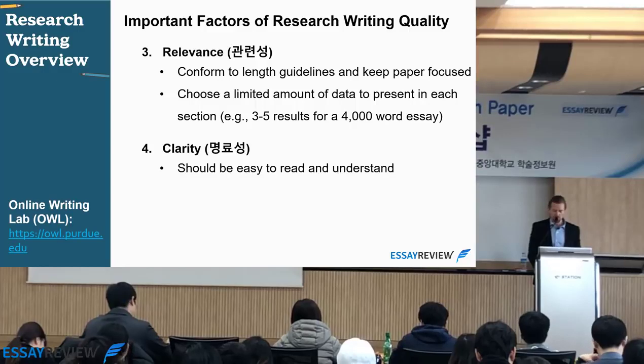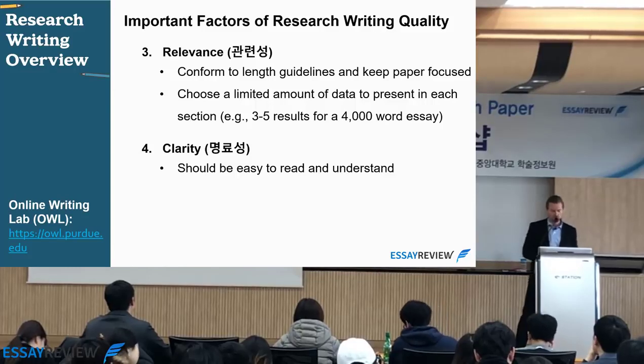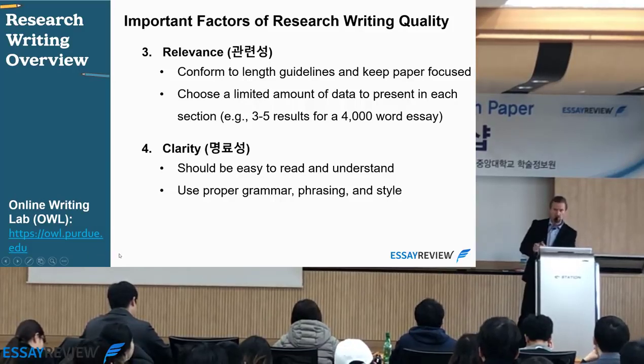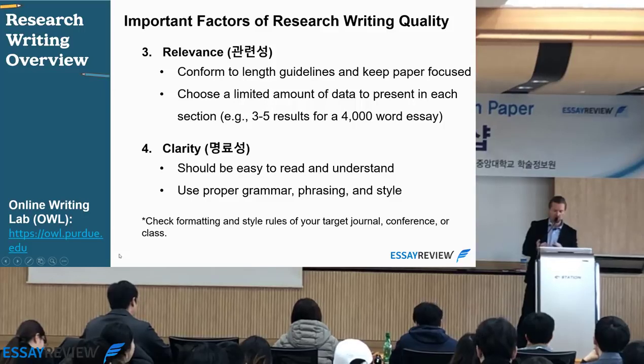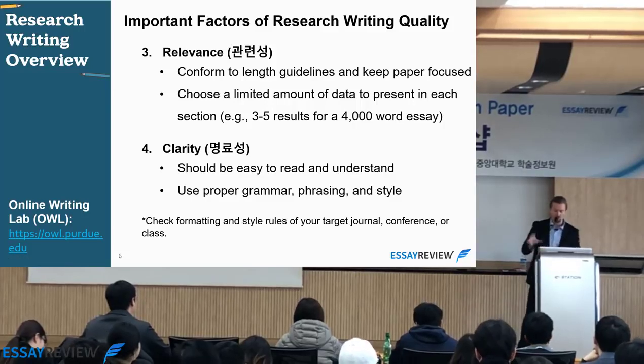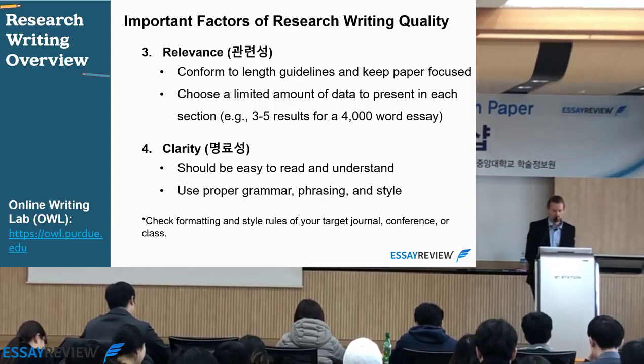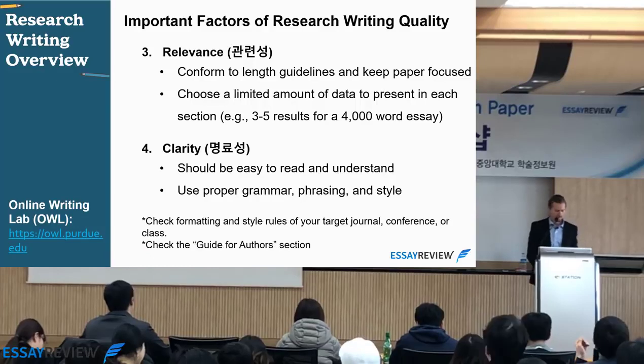Okay, this below, I don't know if you can see, but this is kind of a golden rule for all rules. You want to check the formatting and style rules of your target journal. So if you're applying to, I don't know, Bioscience Monthly, you want to read everything about the authors, or the for authors section, and you want to read as many articles as possible to get a sense of what their articles look like.